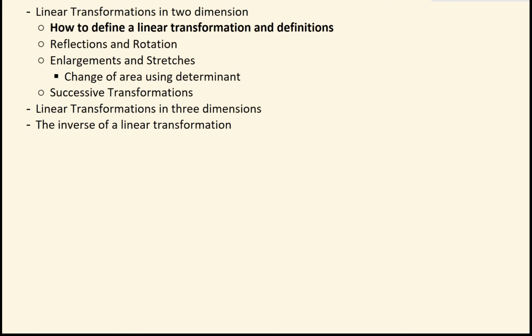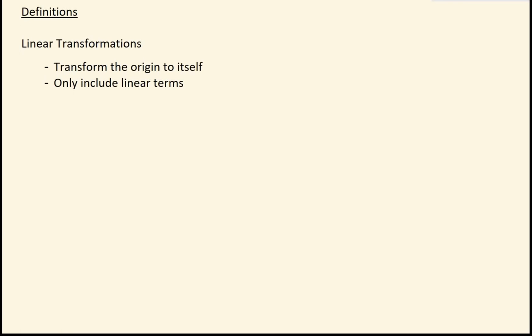So first thing is how we define linear transformation and some also basic definitions you need to know. So any linear transformation must have two properties. It must transform the origin to itself, so the origin can't move to a new position, and it must only include linear terms. So no x squared, no y squared, no xy's, or anything like that.